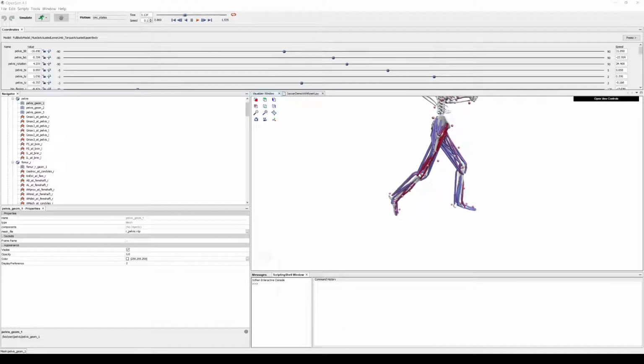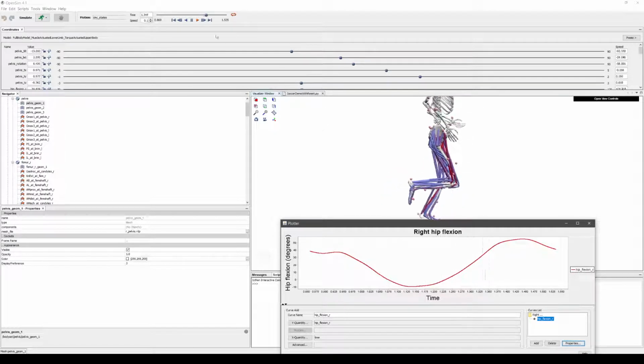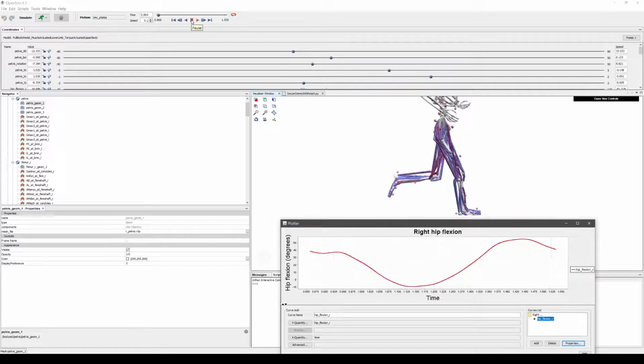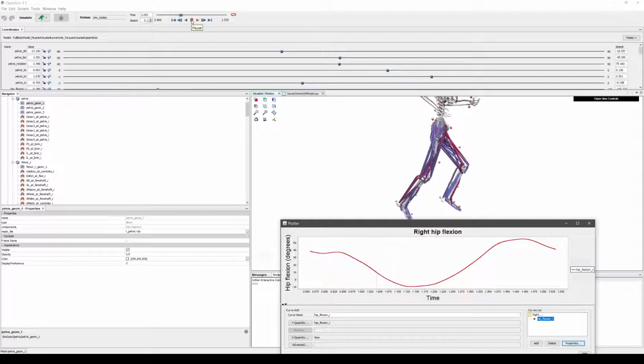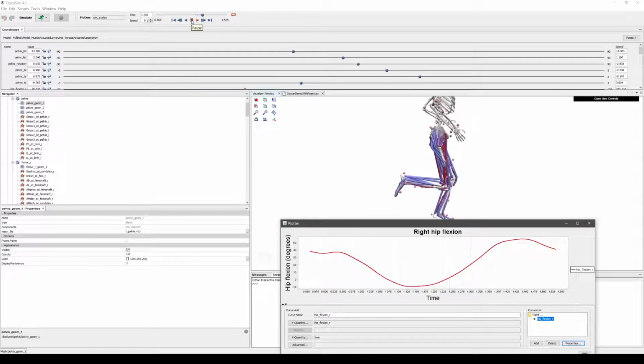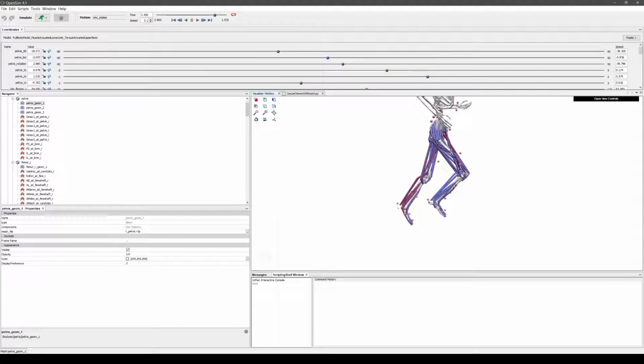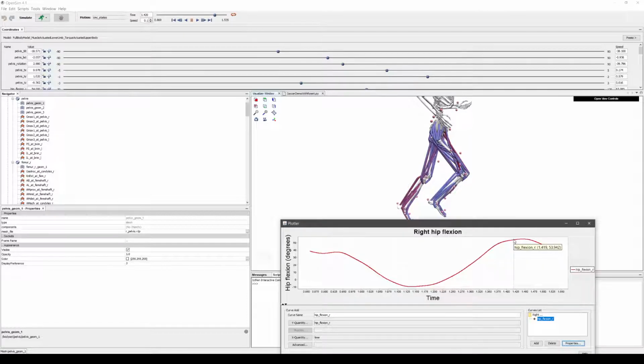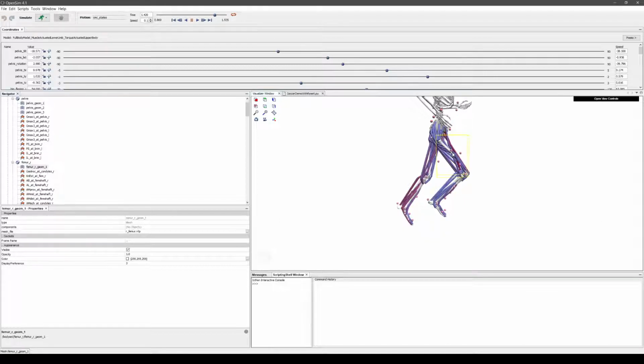If I start that animation up again, let's pause this at a point where the hip is highly flexed. So notice the right hip is moving into flexion. I'm going to pause it right now. Notice now we're at about 50 degrees of hip flexion, which means that the angle between the thigh and the pelvis is about 50 degrees, positive 50.